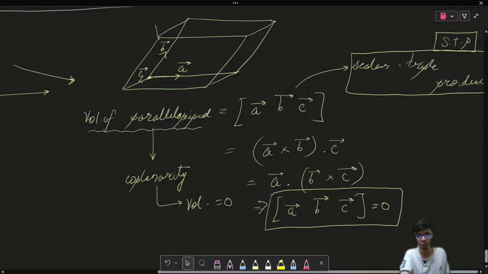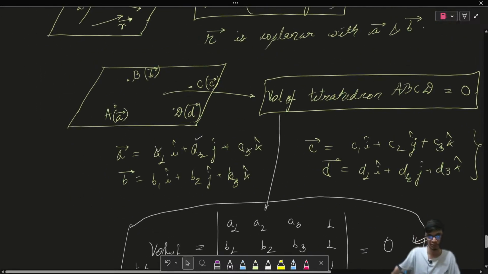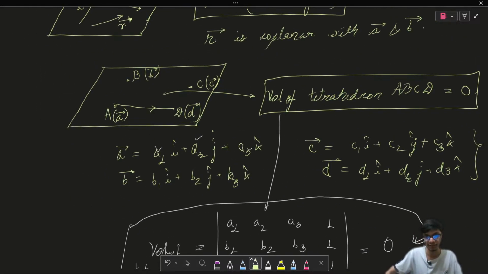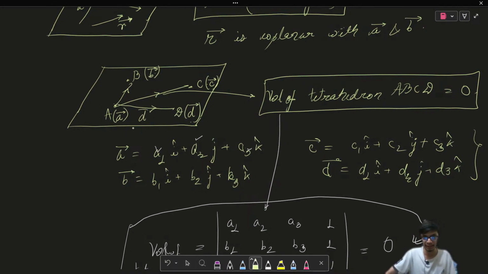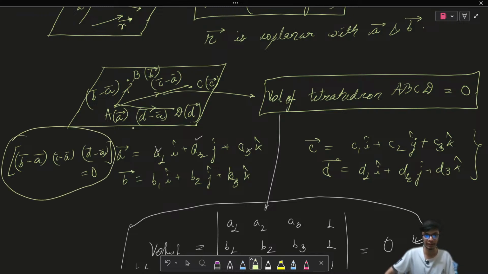Even if you have 4 points, you can try to form 3 vectors from these 4 points, something like this. This is one vector, this is another vector, and this is another vector, right? So in this case also, if you form 3 vectors, this is my d vector minus a vector, this is my c vector minus a vector, this is my b vector minus a vector, and then I can find the scalar triple product of these 3 vectors. If this is equal to 0, then this is also a coplanarity condition.